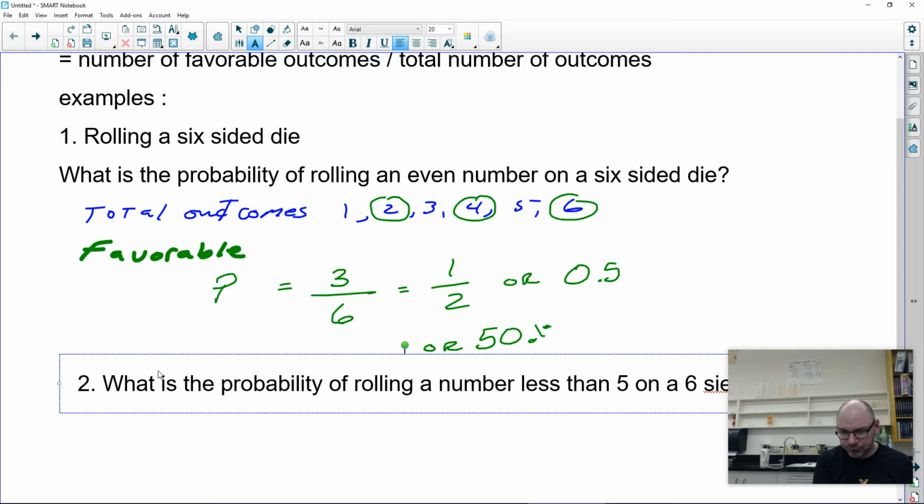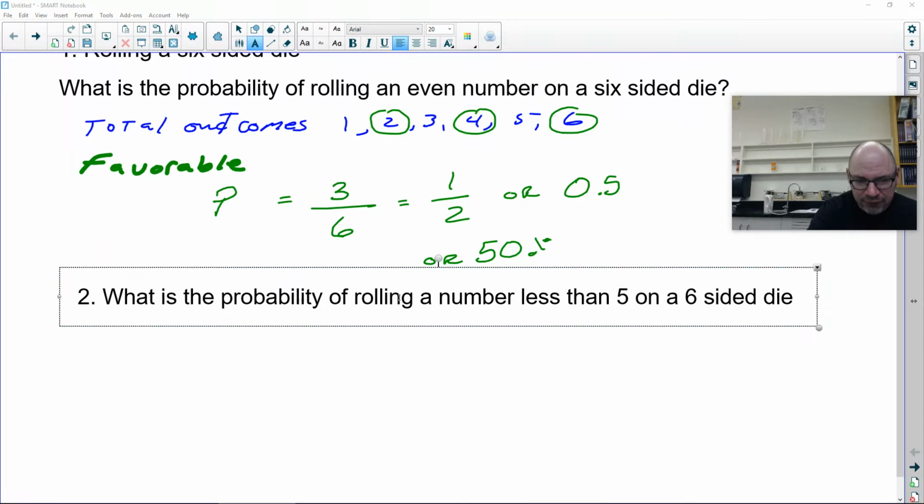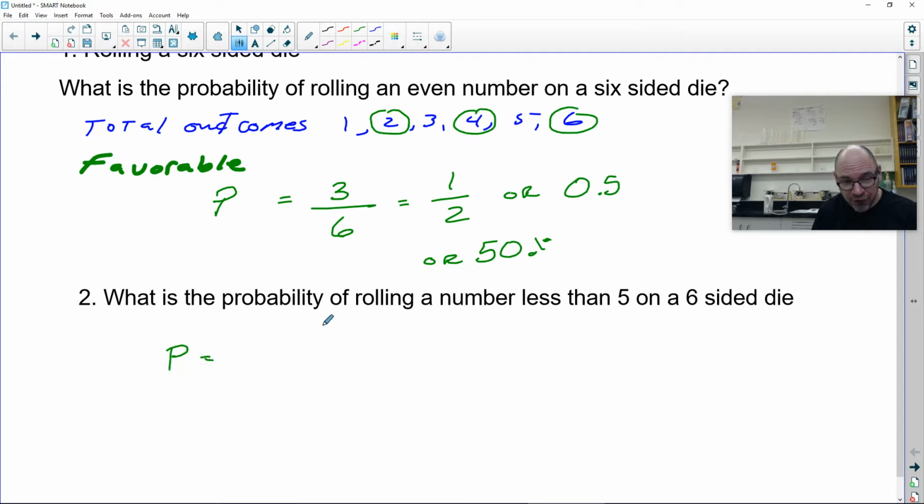Then you wrote it down, and then I'll be going over it. Okay. All right, so if we were doing that one, probability is going to be number less than 5. So that would be 4, 3, 2, and 1. So our favorable numbers would be 4, 3, 2, and 1. That'd be 4. And the total on the 6-sided die is 6. So that would be 2/3 as fraction form, or 0.67 as decimal form, or 67% as percentage form.